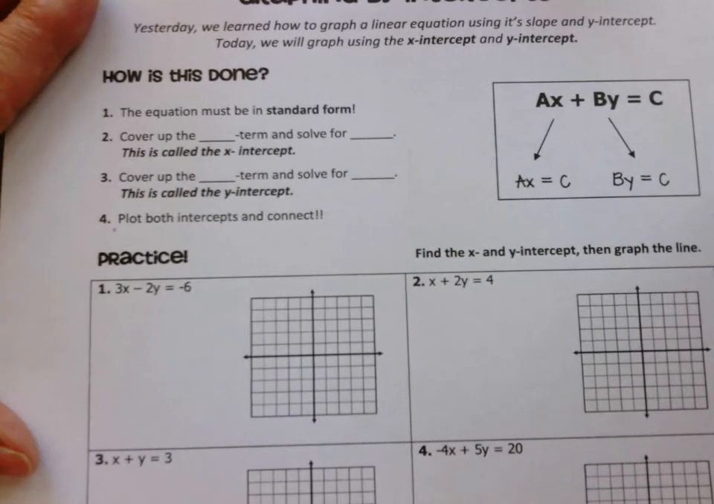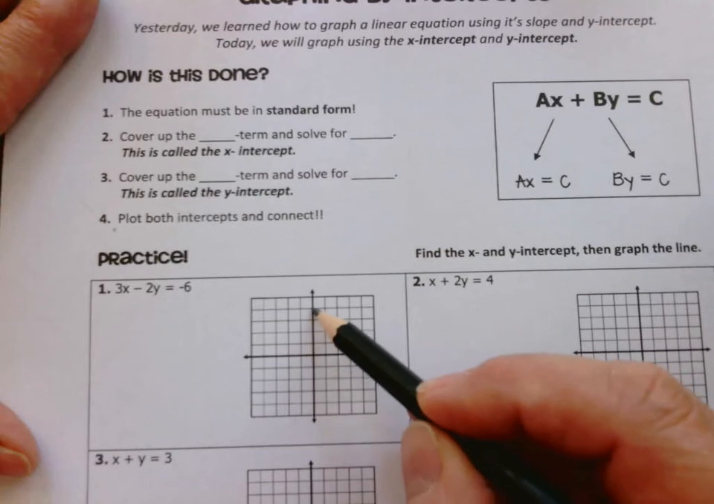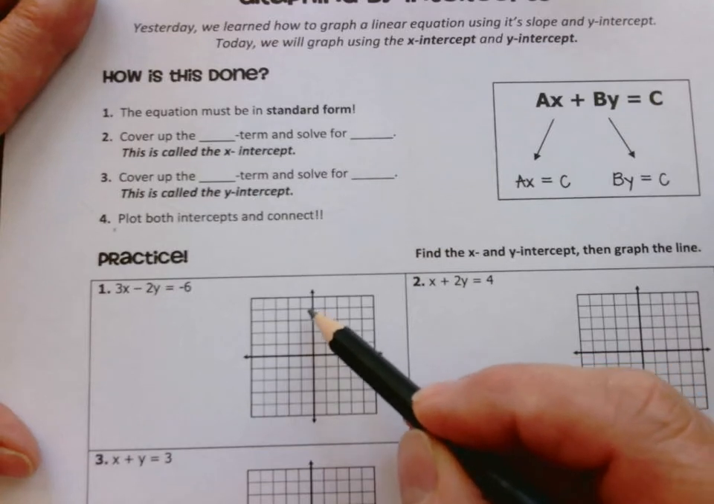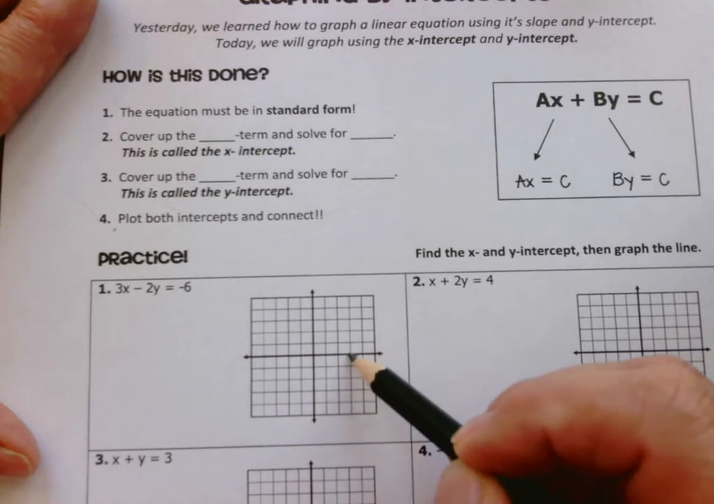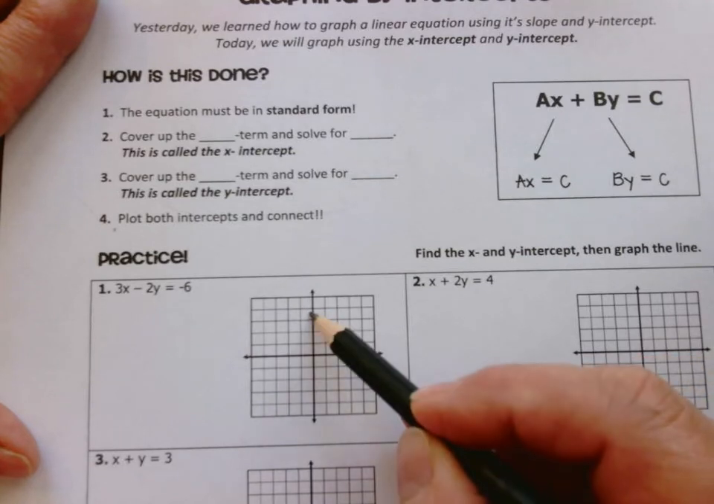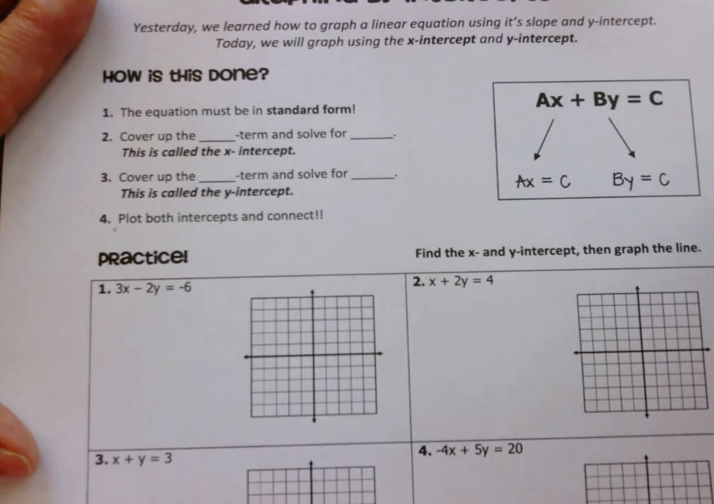The intercepts are where my line hits the x-axis and the y-axis. So if I could find a point on the x-axis where my line goes through and a point on my y-axis where my line goes through, then I could draw my line. And the easiest way to do this is to put in 0 for the opposite value. In other words, if you look at the x-axis, what I know about all the points on the x-axis is that the y value must be 0.